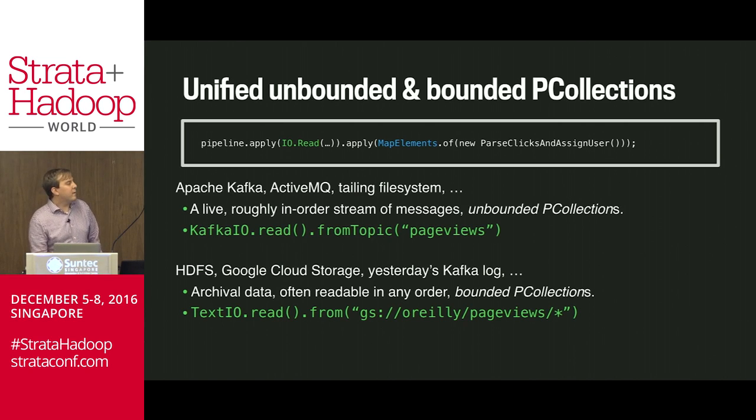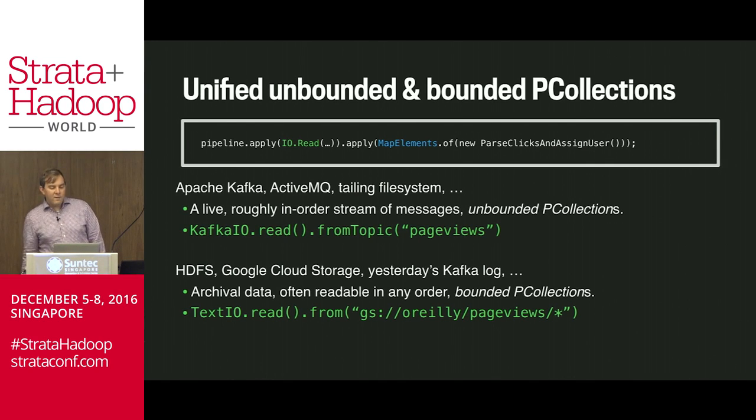Imagine if what you're reading from is an Apache Kafka topic, or say an ActiveMQ stream, or maybe a file system that you're tailing and waiting for new files to show up. This is a live, roughly ordered stream of messages, and we don't know when it ends. This is an unbounded PCollection. Sample green code here for Kafka might be: go read this Kafka topic.